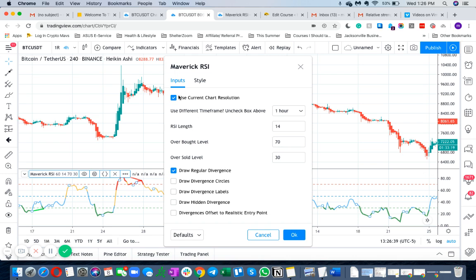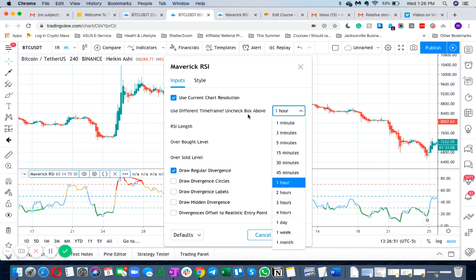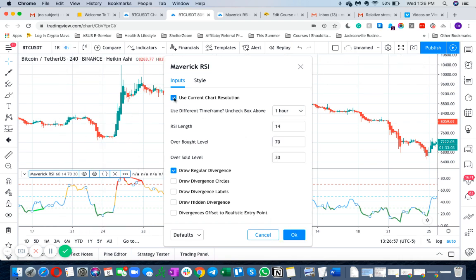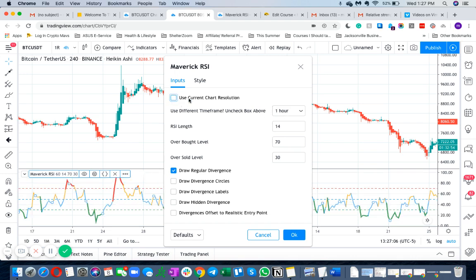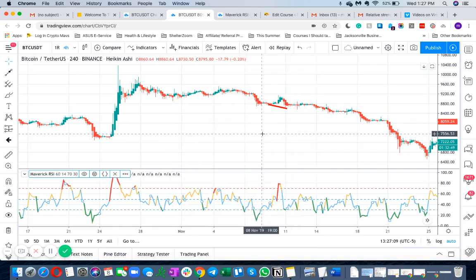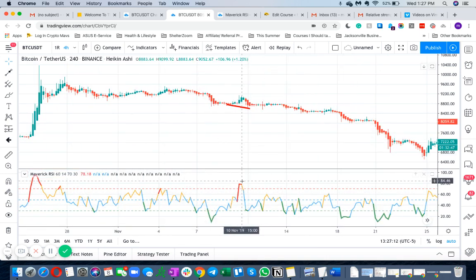Okay, so another thing I want to mention about this indicator that I really like and use quite a bit is that I can use a custom time frame. Right now we're looking at the 4 hour, and because this box is checked, the RSI is using the same time frame as my chart, which is the 4 hour. But if I wanted to use the 1 hour, all I do is uncheck this box and set the custom time frame, in this case 1 hour, and it will automatically change the RSI to the 1 hour.